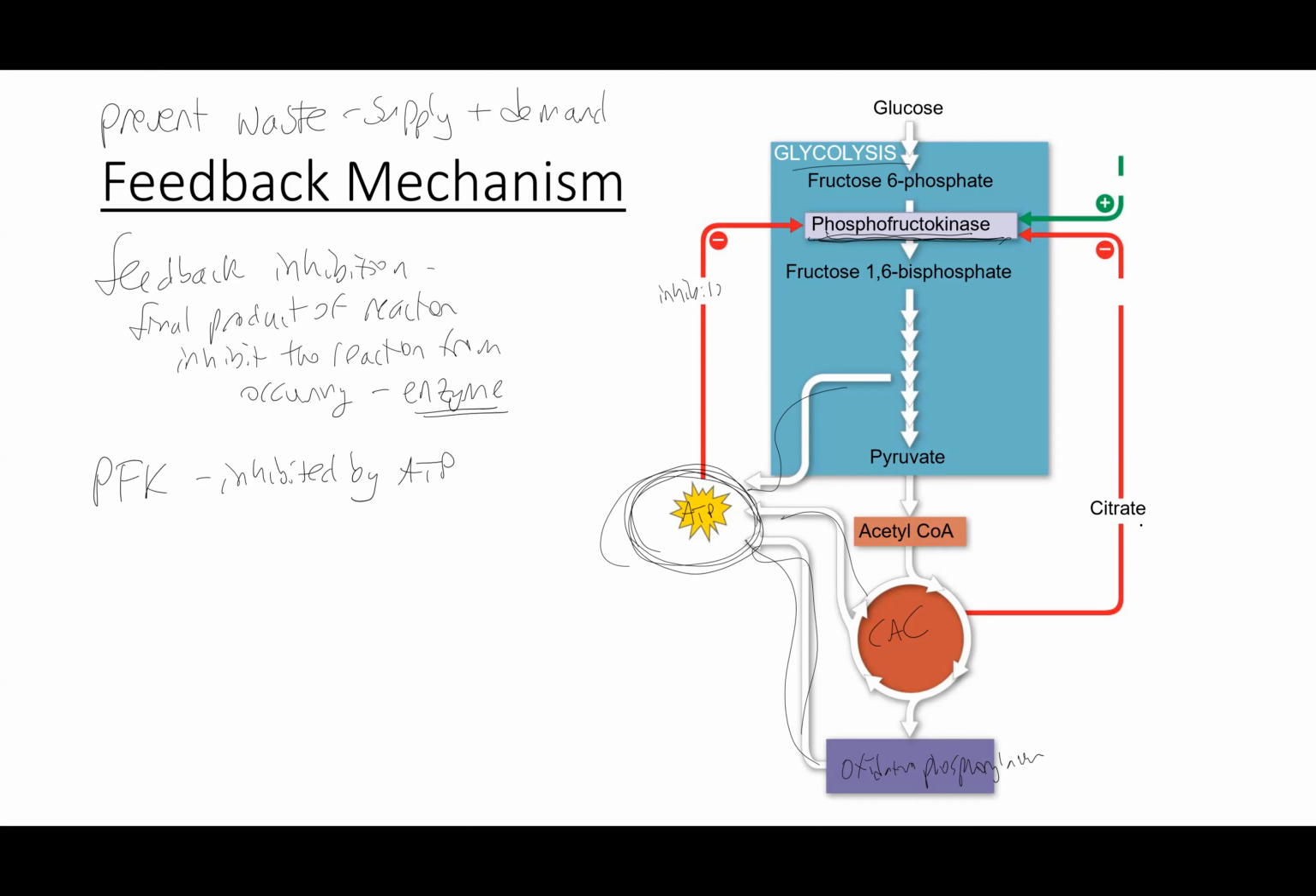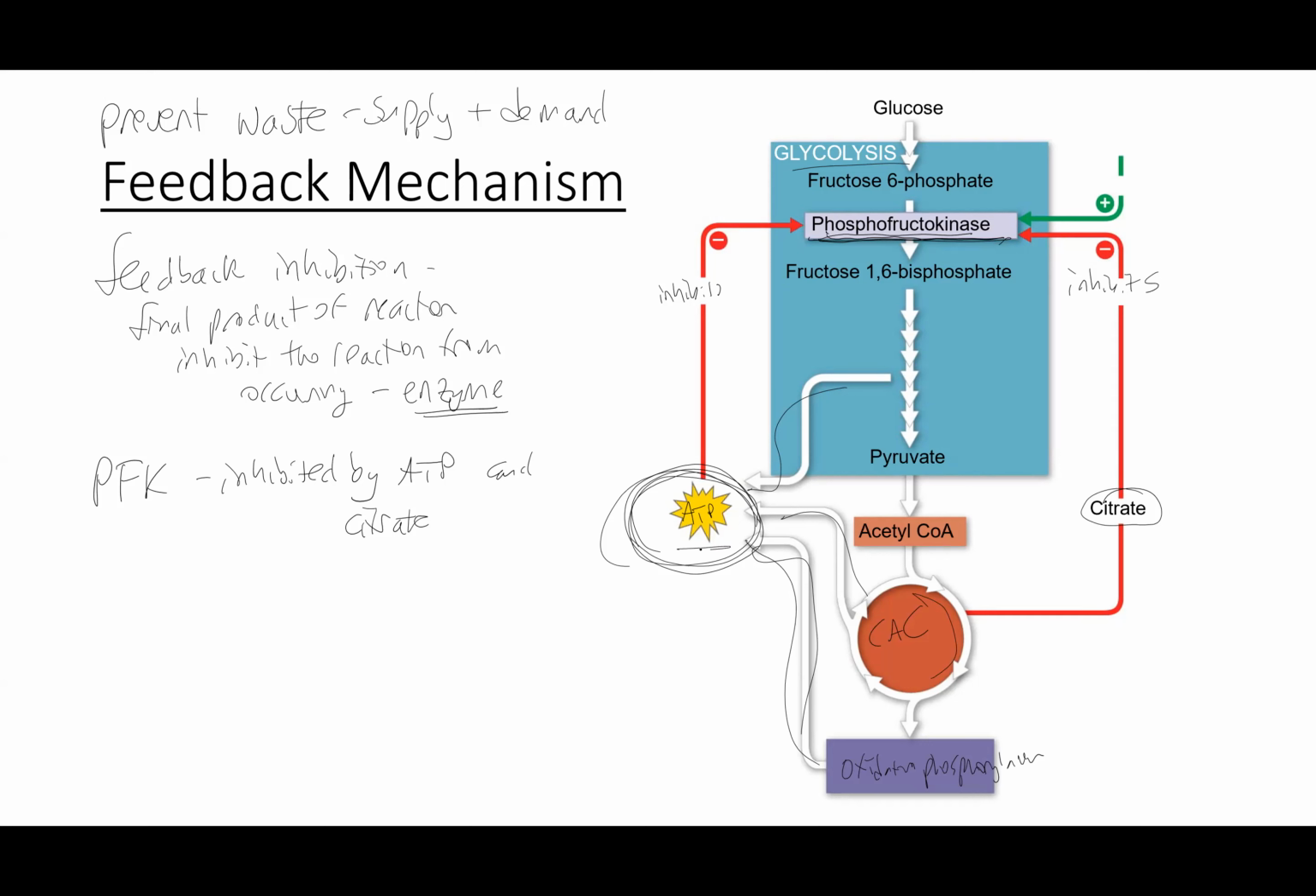On the other side, you can also see another molecule that can inhibit phosphofructokinase, I'm just going to say PFK, and that is citrate. So when we think about the citric acid cycle, it makes citrate. If there's a lot of citrate in the citric acid cycle, that will actually inhibit this PFK enzyme from working.